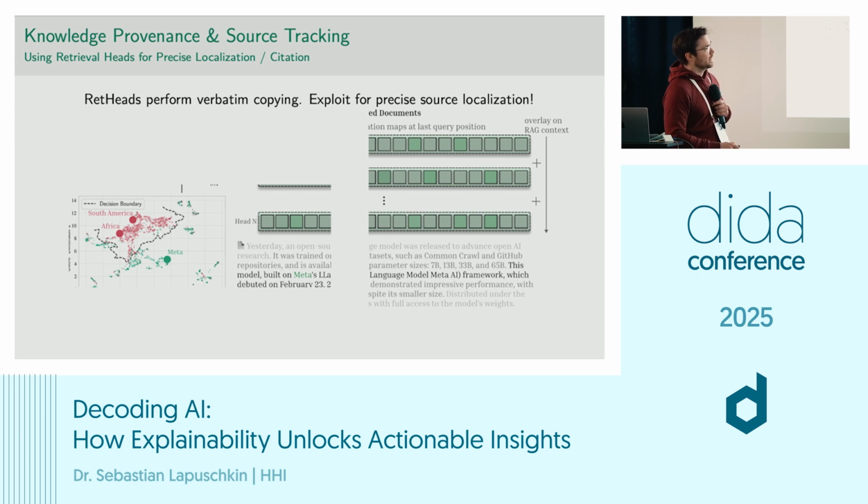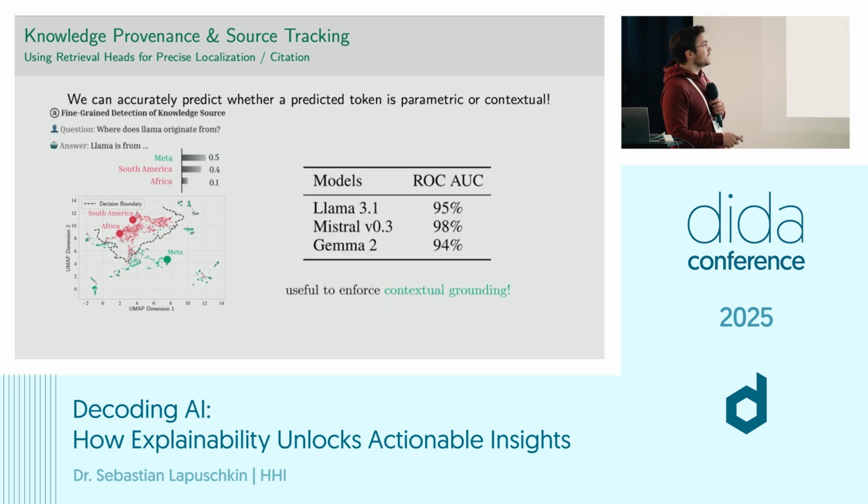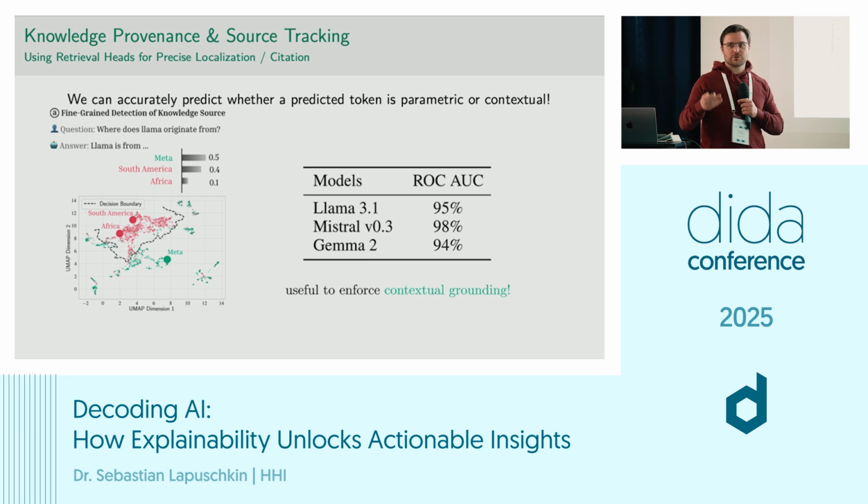There should be a news article saying, yesterday an open source large language model was released to advance open AI research. It was trained on datasets such as blah, blah, blah. This was the context we gave to the model, and these are the tokens selected by the model for giving an answer. And we now know that the most probable token is derived from this context. If you hadn't given this context, it would most likely say South America and Africa, because it was referring to llama as the animal.